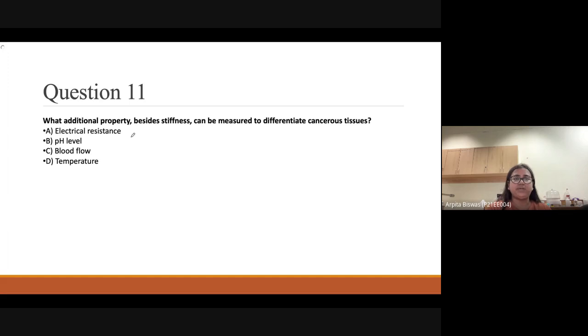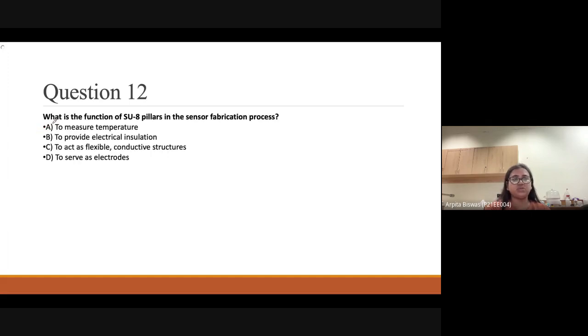What additional property besides stiffness can be measured to differentiate the cancerous tissue? First option is the electrical resistance, second option is the pH level, third is the blood flow, and the fourth is the temperature. So, it is the right answer. So, the right option is electrical resistance. Okay. So next move toward the question number 12.